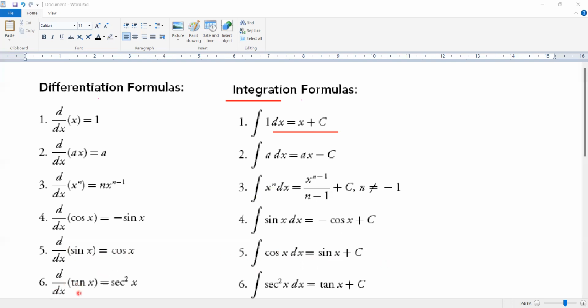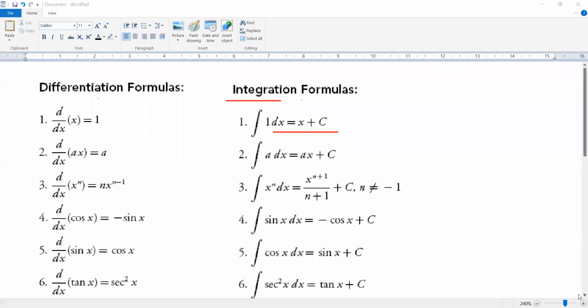Derivative of tan x with respect to x is sec square x. Integration of sec square x dx is tan x plus c.